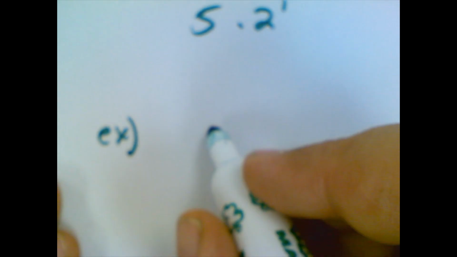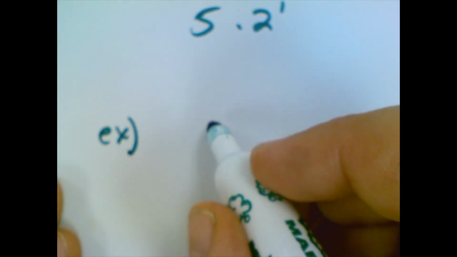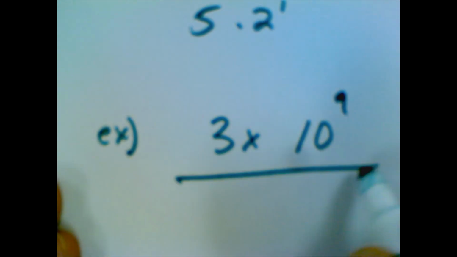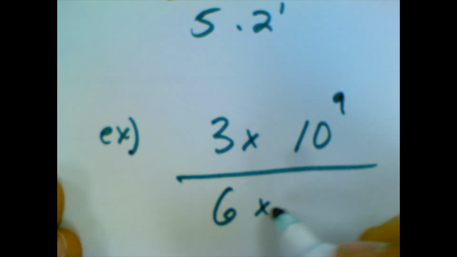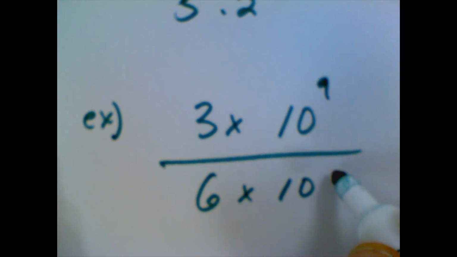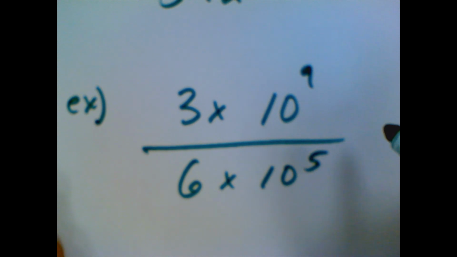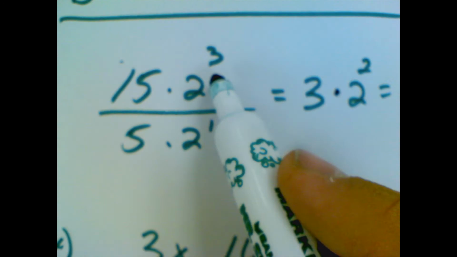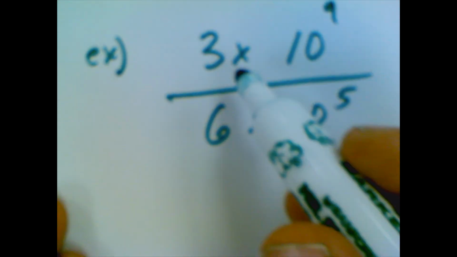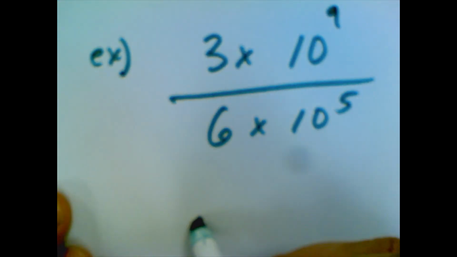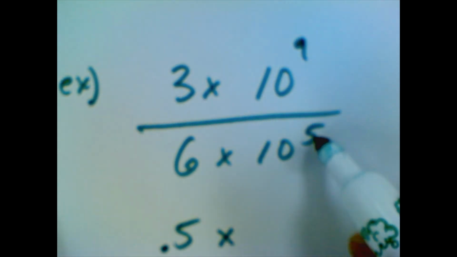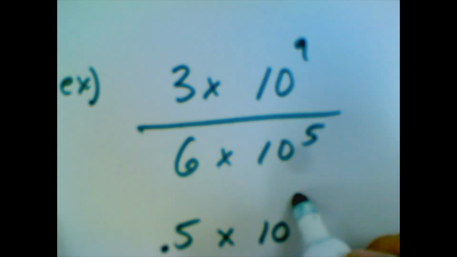So let's say I have 3 times 10 to the 9th power over 6 times 10 to the 5th. Okay, so we're going to do the same idea here. We're going to divide coefficients and subtract exponents. So 3 divided by 6 is 0.5, right? Times 10. Now 9 minus 5 is 4.